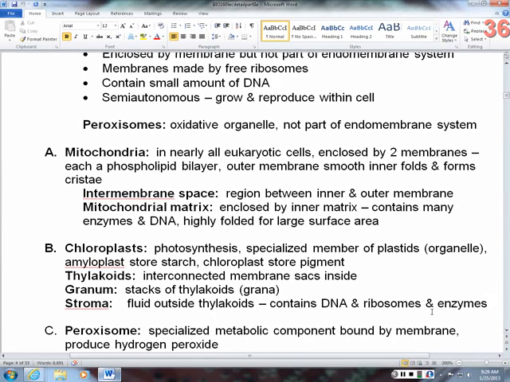The stroma is going to be the fluid outside. So when it's surrounded by its membrane, you've got stroma out here, you've got your thylakoids, and the granum is the stack in there. And it's going to have your DNA, ribosomes, and enzymes in there. So we're going to go more into what goes on in the mitochondria and the chloroplasts with metabolism.